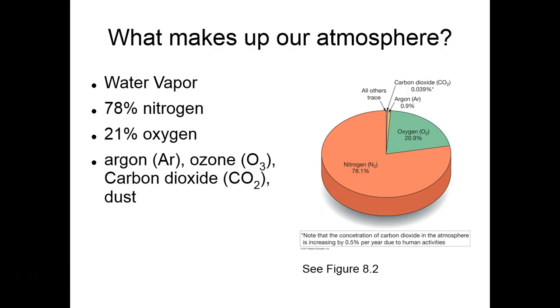Okay, so let's look at what our atmosphere is made up of. So our atmosphere has water vapor in it, of course. It's about 78% nitrogen and 21% oxygen, with smaller amounts of argon, ozone, carbon dioxide, and various dusts and trace elements. So the majority of our atmosphere is actually nitrogen, and then we have a little bit of oxygen, which is what we need for respiration and for basically changing our food into chemical energy.